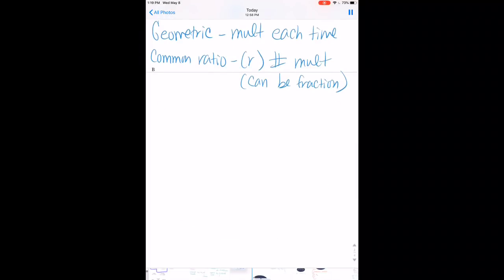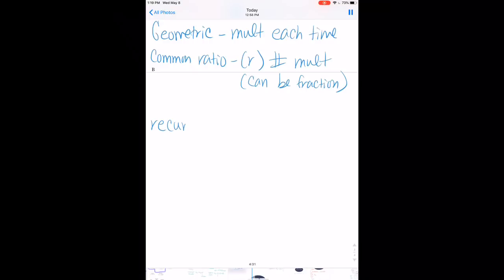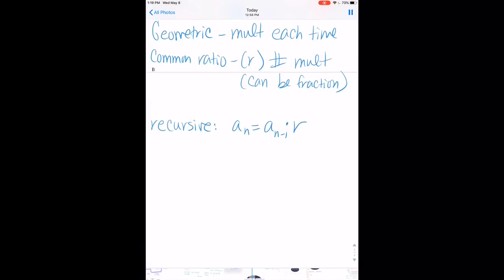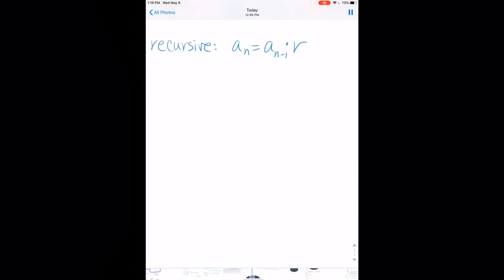All right, so our formulas are going to be the recursive again, and like I said, that one's not super useful, but there's the recursive. A sub n equals a sub n minus 1 times r. So it will get you from term to term, multiplying by the common ratio.